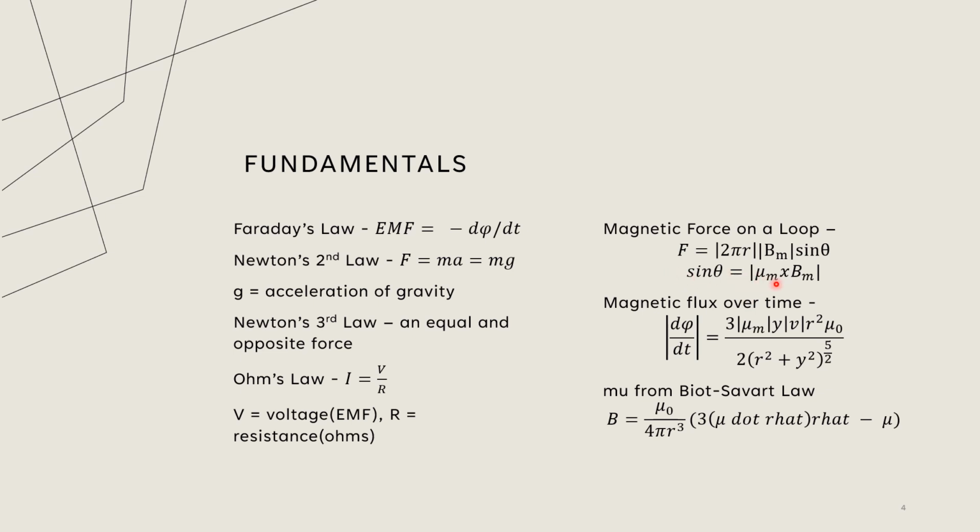And the magnetic force in a loop, so 2 pi r times the magnetic field times sine theta, being the cross product of the magnetic moment of the magnet and the magnetic field, and then the absolute value of the magnetic flux over time, which is this formula right here. It's a lot to read, but this is implemented in GlowScript. And then this is the Biot-Savart law, which was used for mu and the magnetic field.